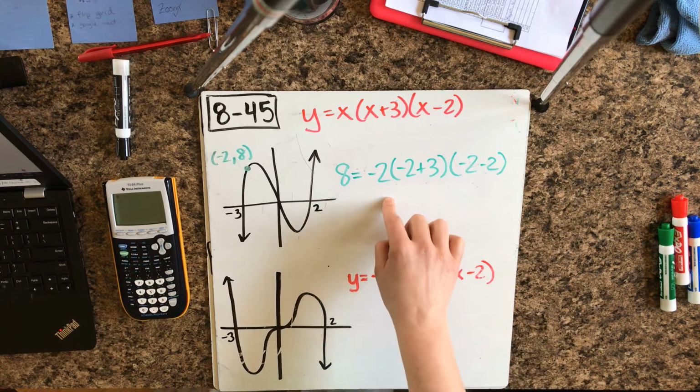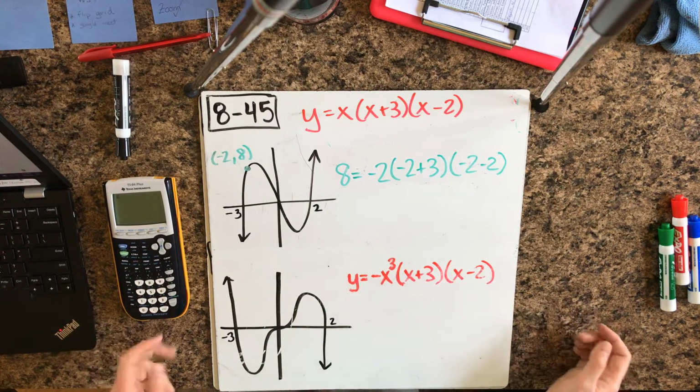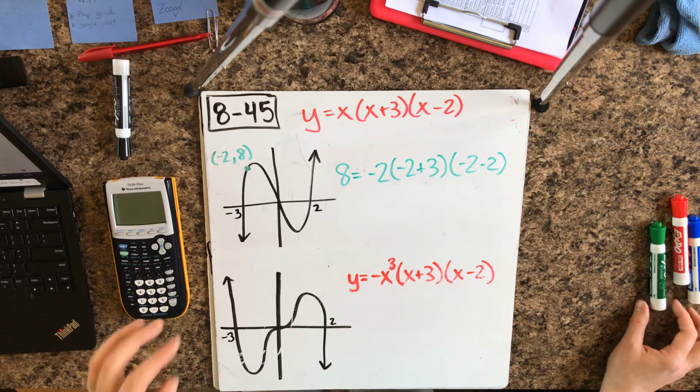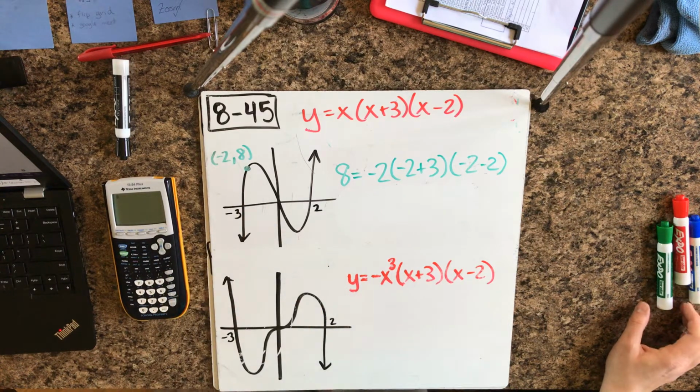Now, what I have here in green is what the new concept is today. The new concept is saying we have been writing possible graphs, and today our goal is to write an exact equation for our graphs.